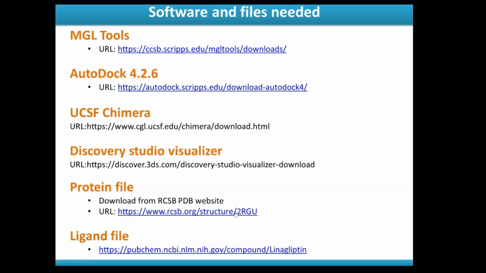So we'll be using DPP4, dipeptidyl peptidase 4 enzyme, which is implicated in type 2 diabetes. And the PDB ID is 2RGU. So we'll use this PDB ID for molecular docking. And we'll be testing one established drug, that is linagliptin, which is a drug that binds very specifically to this DPP4, and it is a known drug of this particular enzyme. So we'll study the interaction of linagliptin with this particular protein.